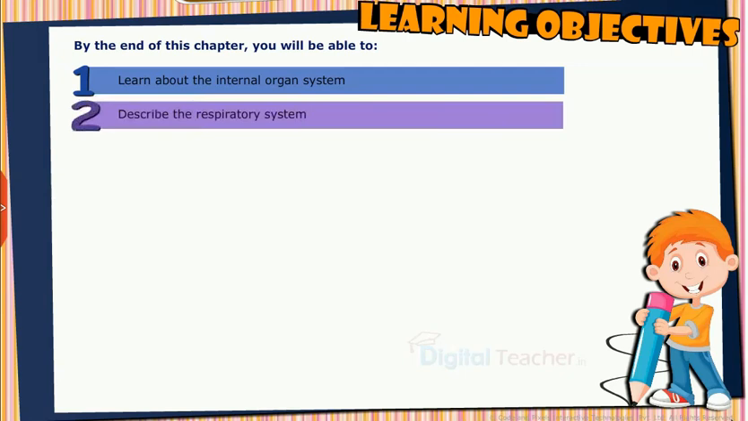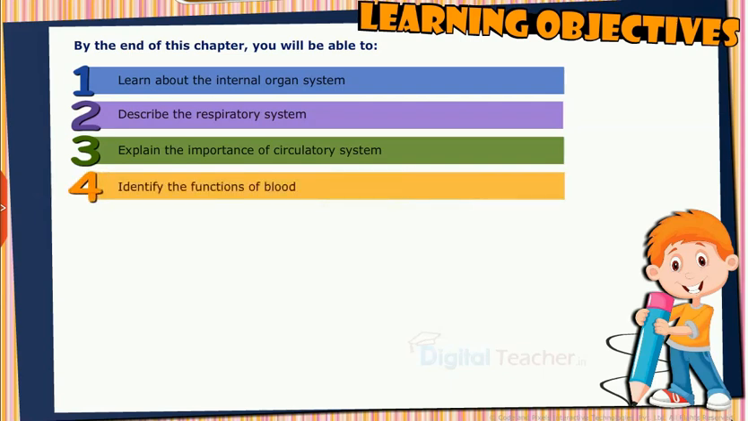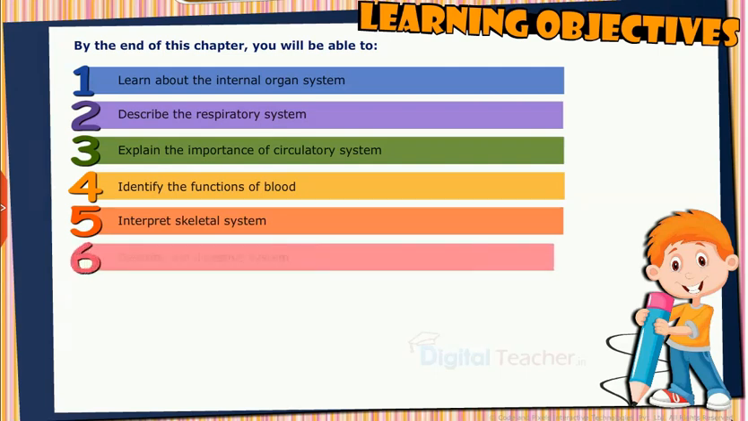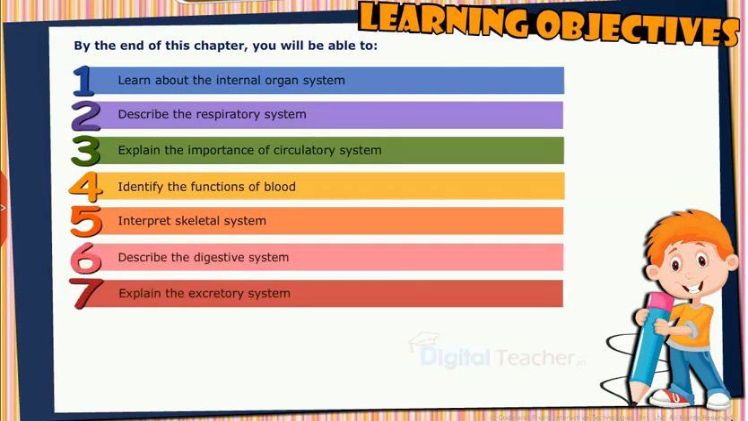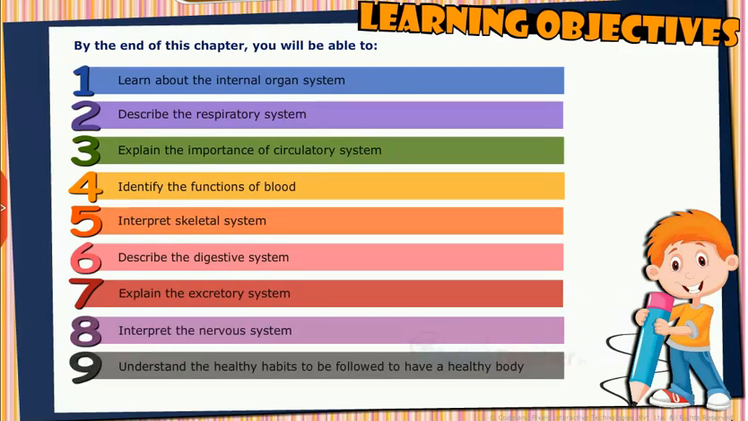Describe the respiratory system. Explain the importance of circulatory system. Identify the functions of blood. Interpret skeletal system. Describe the digestive system. Explain the excretory system. Interpret the nervous system. Understand the healthy habits to be followed to have a healthy body.